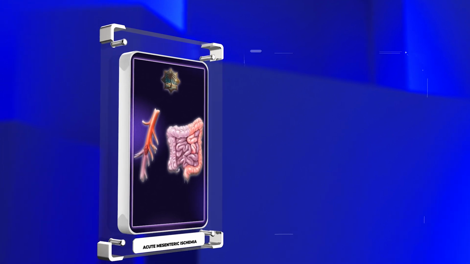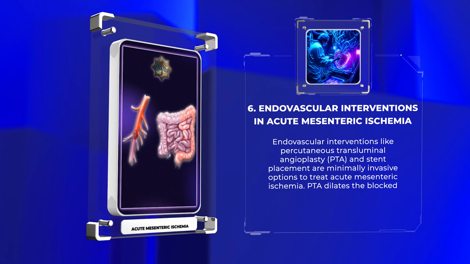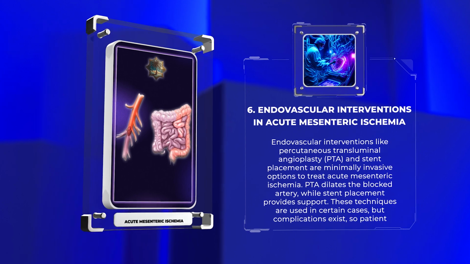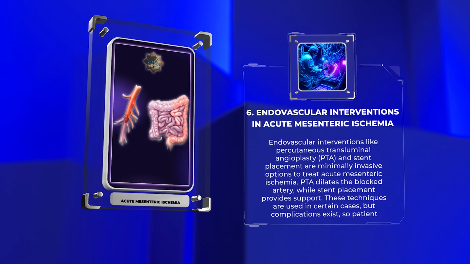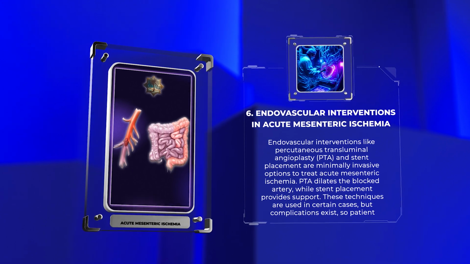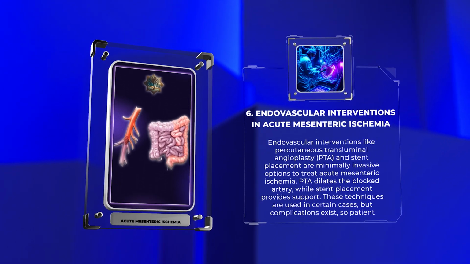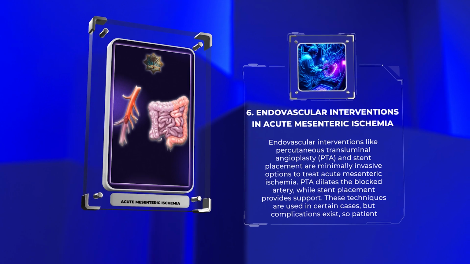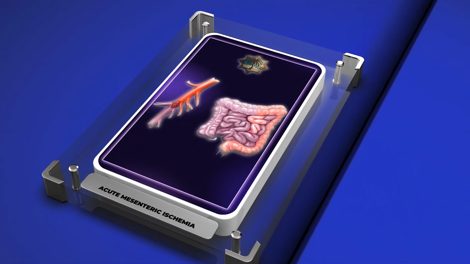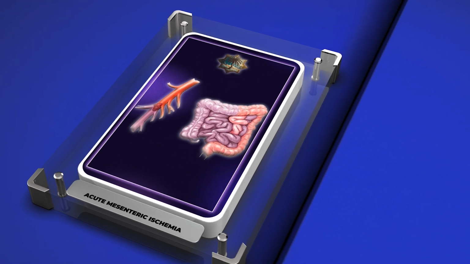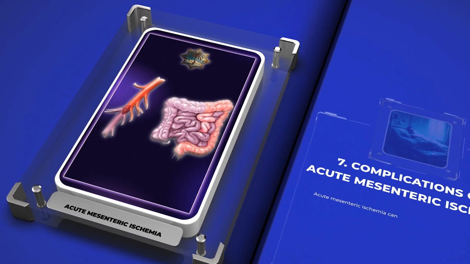Endovascular interventions like percutaneous transluminal angioplasty, PTA, and stent placement are minimally invasive options to treat acute mesenteric ischemia. PTA dilates the blocked artery, while stent placement provides support. These techniques are used in certain cases, but complications exist, so patient selection is crucial. Acute mesenteric ischemia can result in severe complications if left untreated or if there is delayed intervention.